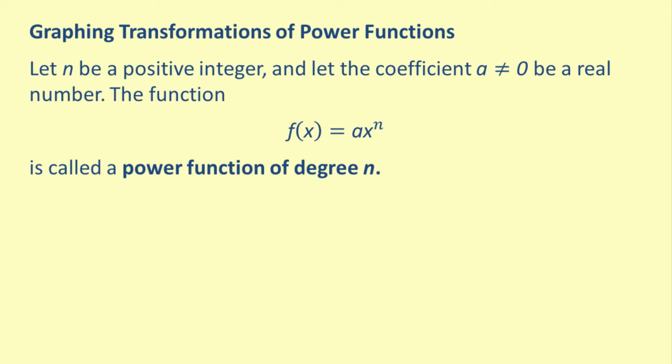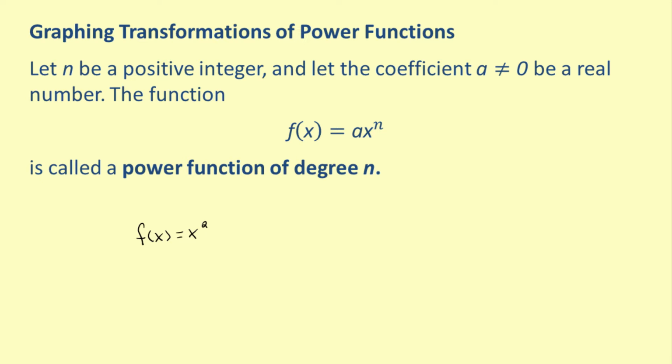One power function you may have seen before is f of x equals x squared. In this case, n is equal to 2, which is an even number. We call this the square function. In general, power functions with even powers look similar to the square function.